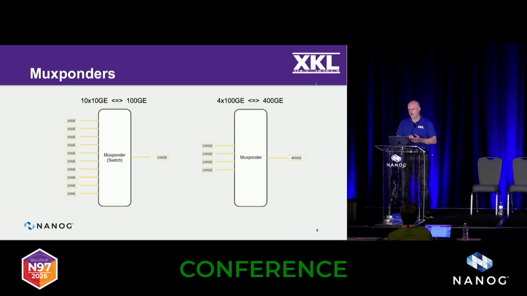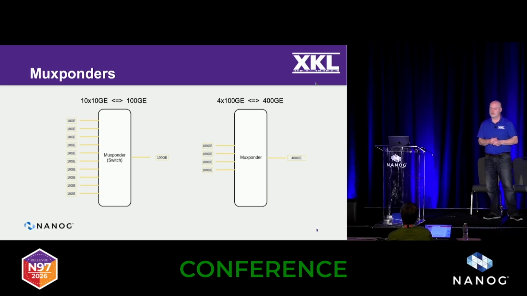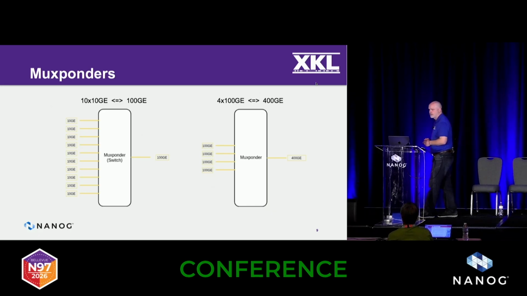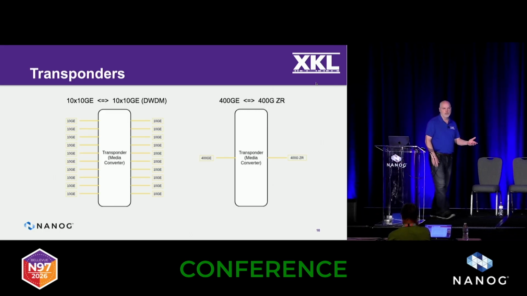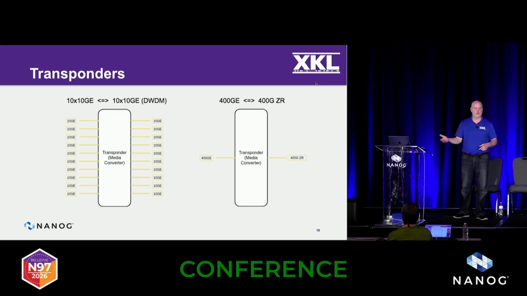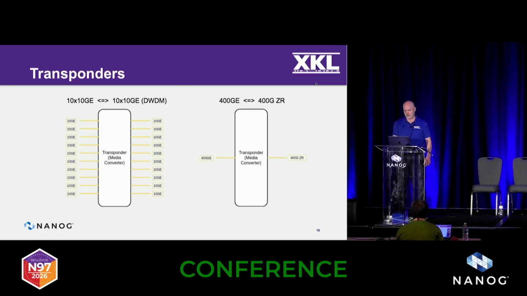So just a little graphic of what I just said. A 10 by 10 muxponder or switch is going to take 10 by 10 gig signals and pack it into a 100 gig signal, 100 gig frame. Or in this example, 4 by 100 into a 400, right? So technically that's a muxponder. And then a transponder, just a one-to-one. So 10 gig-E, 10 gig-E, maybe you're doing gray optics, short reach stuff, and converting that to long reach, DWDM, or same thing for the 400 gig, converting that to a 400 gig ZR. Okay, so that's our definition here of transponder.